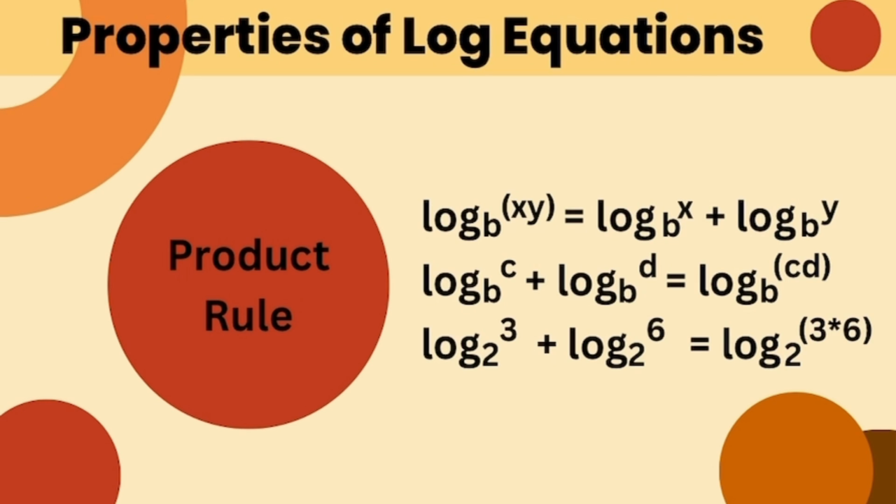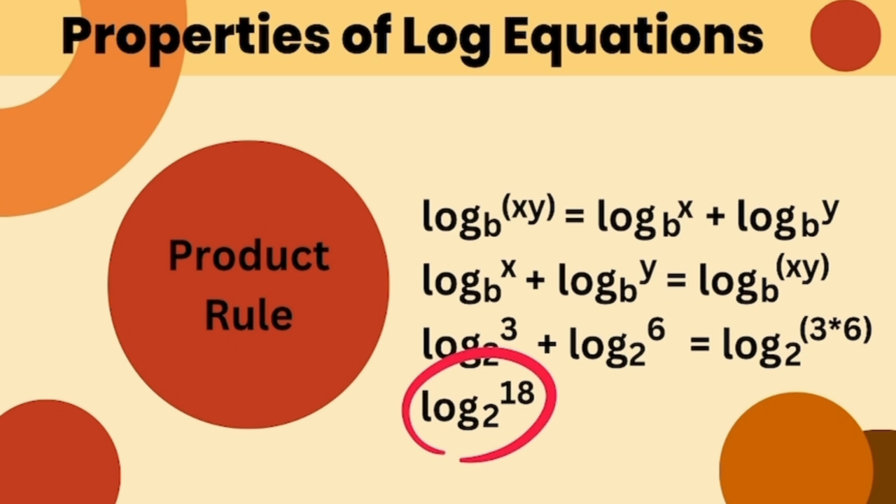Moving on to another example with whole numbers this time, we have log base 2 of 3 plus log base 2 of 6 equals log base 2 of 3 times 6, and that would essentially equal log base 2 of 18 once you simplify it.